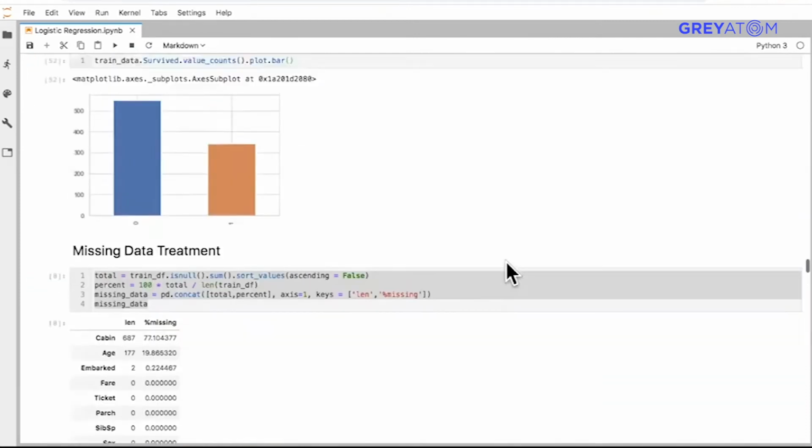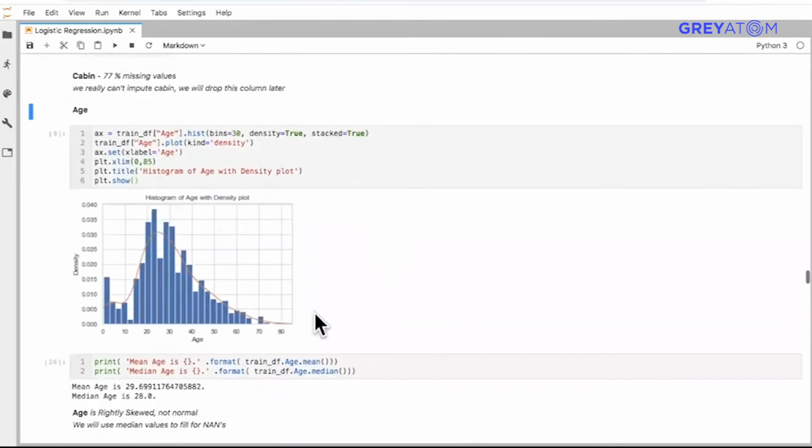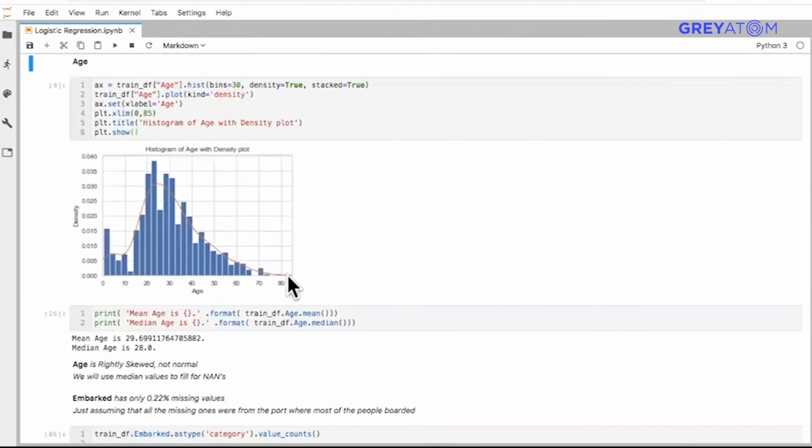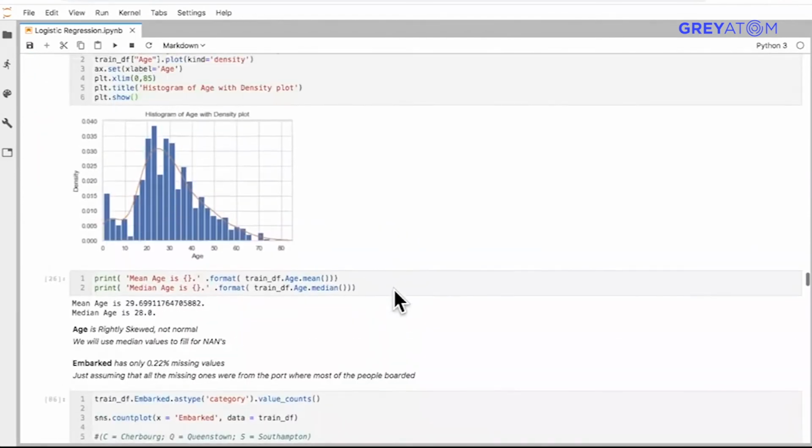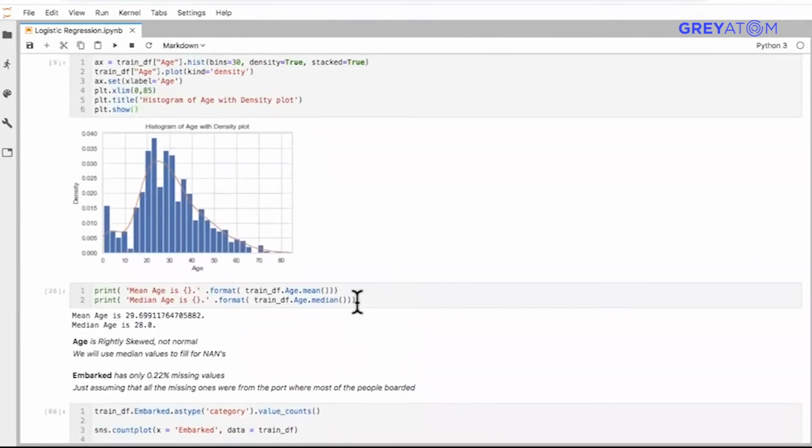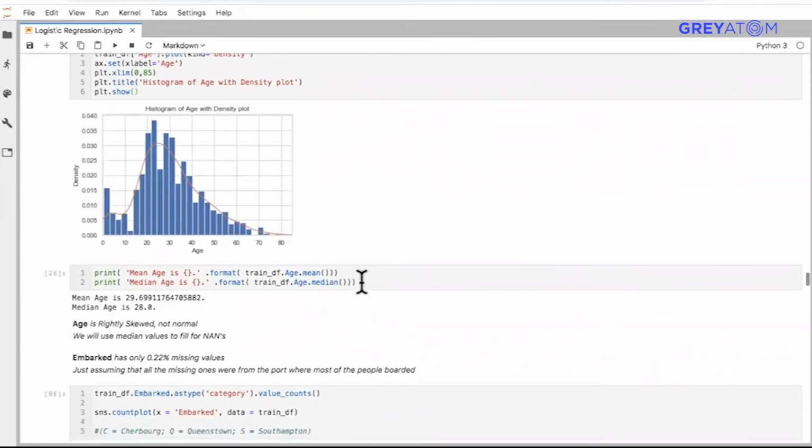So age has almost 20% missing. I'm just looking at the age variable here. The distribution looks positively skewed. So either I could use mean or median to impute, but usually we wouldn't use mean because it is affected by outliers. So I'm just going to use median to impute.